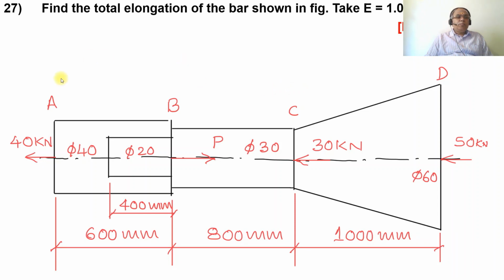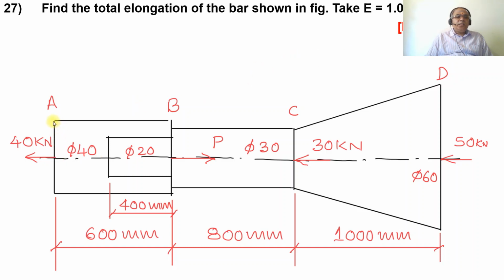Now we're going to take up one more problem, problem number 27. It reads: find the total elongation of the bar shown in the figure. Take E, that is the Young's modulus, equals 1.05 × 10^5 Newton per mm².